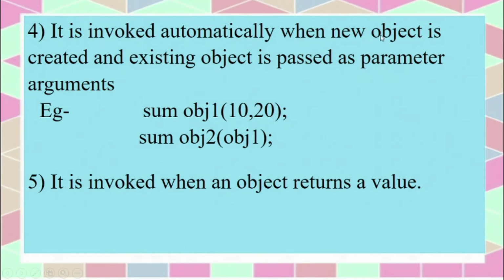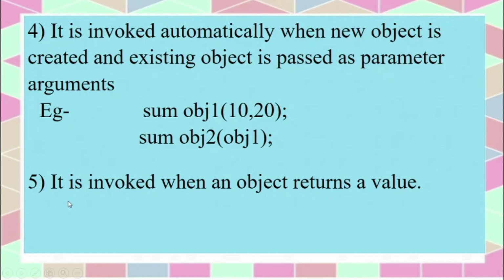Then it is invoked automatically when a new object is created and an existing object is passed as a parameter argument. That is, using class name sum, object 1 is created by passing two arguments. This copy constructor is also a parameterized constructor, that is why we can pass the arguments using the object. So sum object 1 of 10, 20. Now this object 1 we are passing as an argument in object 2: class name object 2 of object 1. That is when a new object is created and an existing object is passed as parameter argument. So in this case also copy constructor will be executed.